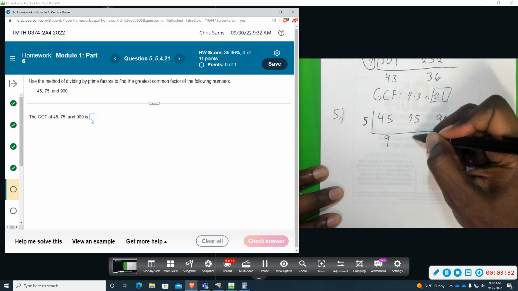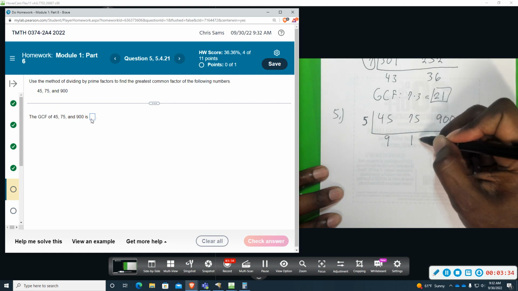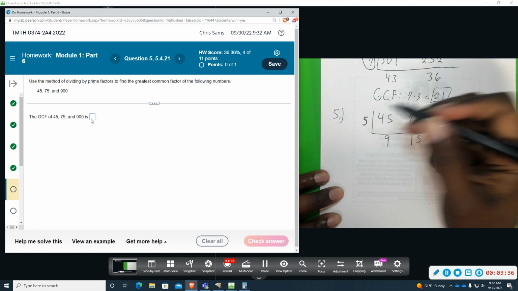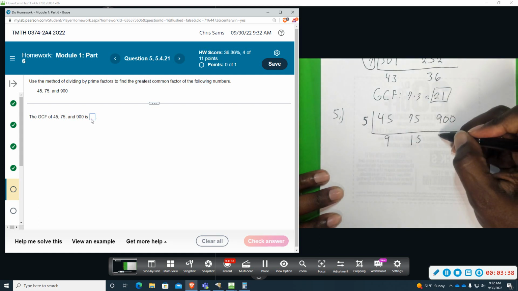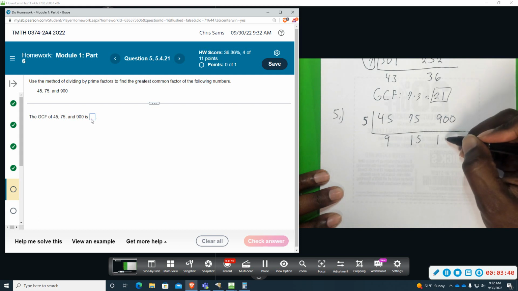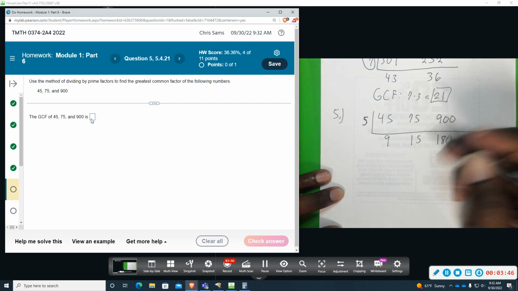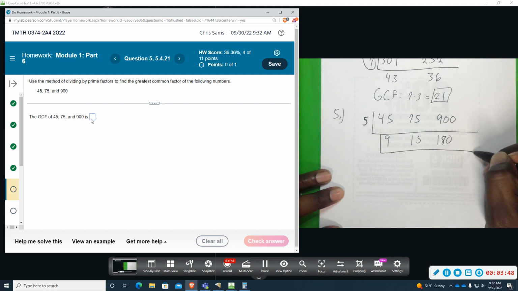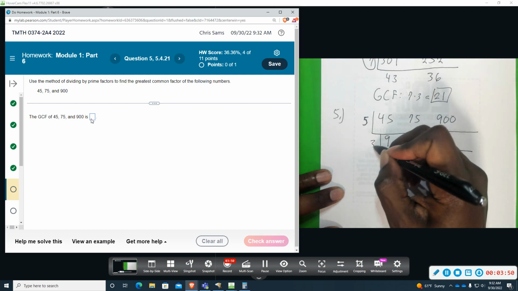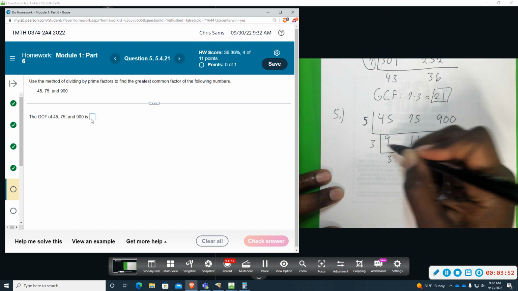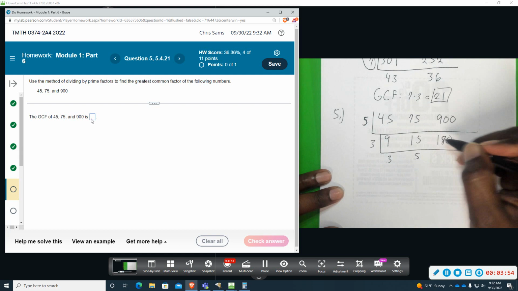5 will go into 75 1 time, 25 5 times, and then 5 will go into 900 1, 48, and then 0. So we divided all of them by 5, and now all of these numbers are still divisible by 3. Divided by 3 gives us 3. 5 divided by 3 will give us 60.